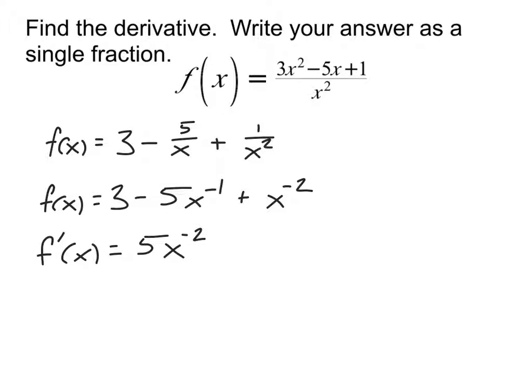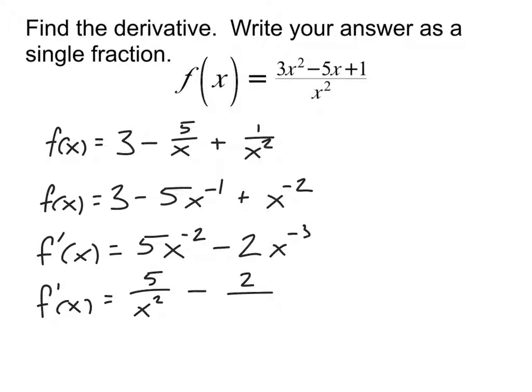Then, for the next one, we multiply by the negative 2, our exponent, so it becomes minus 2, x to the negative 3. And then we can go ahead and turn it back into our fractions here, so that's going to be 5 over x squared minus 2 over x cubed. But in this case, we're not done.